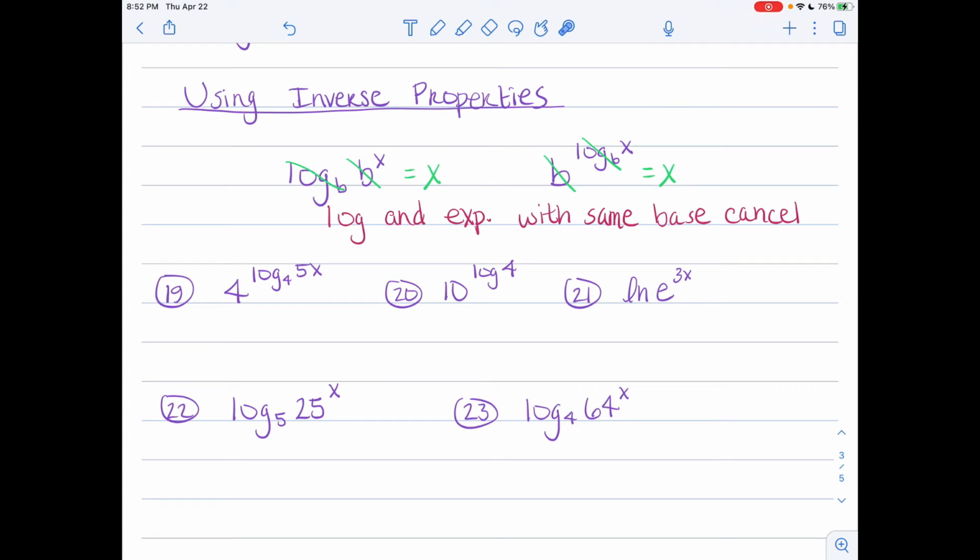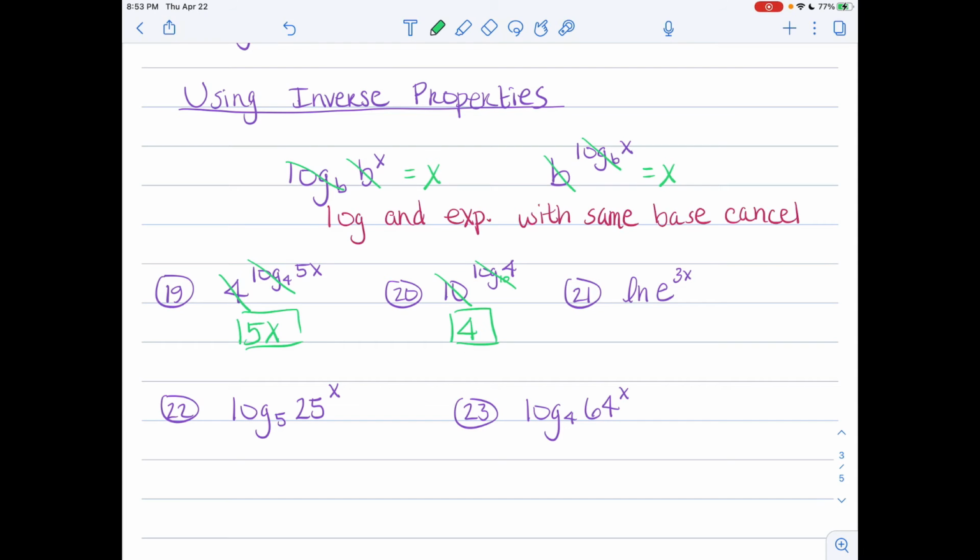Now let's use that to evaluate some logs and exponents. This first one is 4 raised to the exponent of log base 4 of 5x. I have a base of 4 for my exponent and a log of 4. So I am just simply left with 5x. I have a 10 here as my exponent base, and I have a log of 4. Remember that that is also an implied 10 as a base. So the 10 and the log 10 cancel, leaving me with simply a 4.